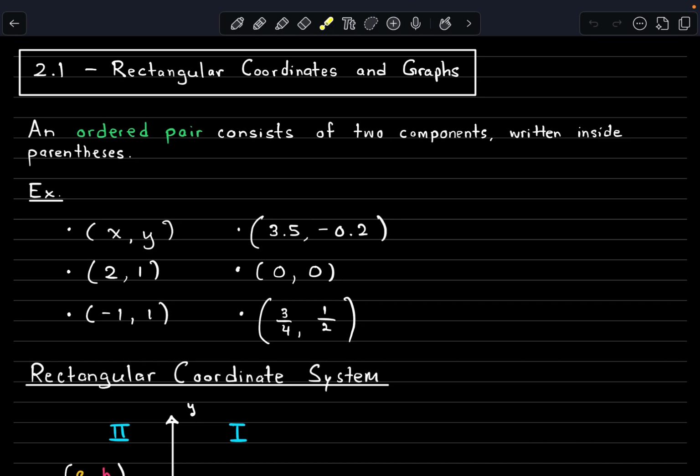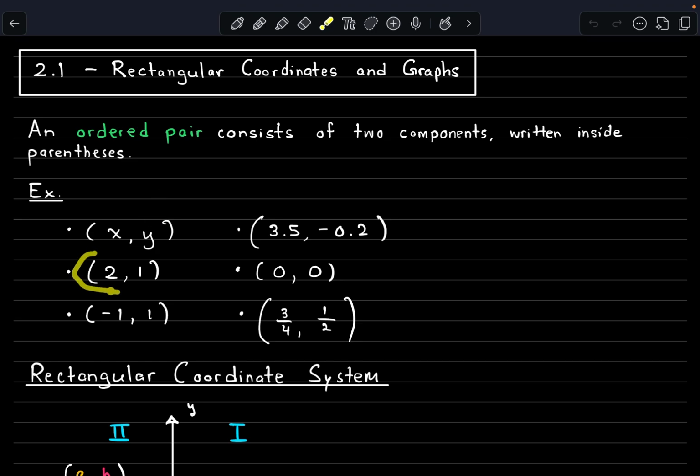So first of all, we're going to talk about something called an ordered pair. This consists of two components, which are going to be written inside parentheses. So you might see an ordered pair written like this, x comma y. The x coordinate is going to go first before the comma. The y coordinate is going to come second.